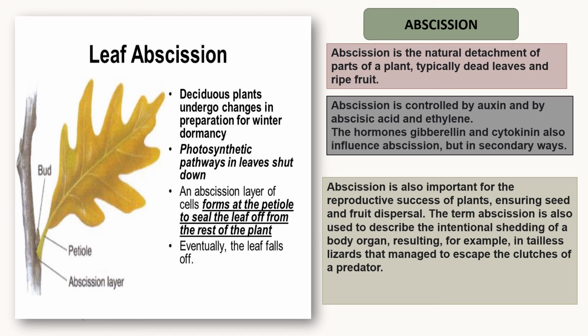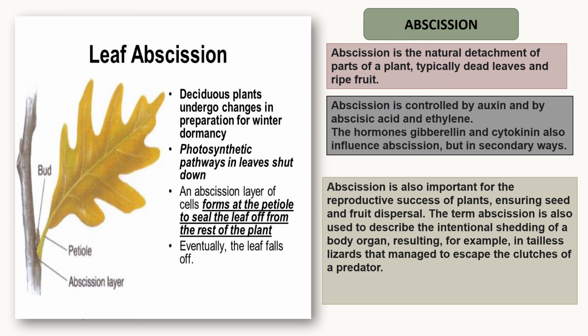Now the last one, what are the significances of abscission? Abscission is also important for the reproductive success of plants, ensuring seed and fruit dispersal. The term abscission is also used to describe the intentional shedding of a body organ, resulting, for example, in tailless lizards that managed to escape the clutches of a predator. That means abscission is not only for plants. Generally, it is used for animals also.